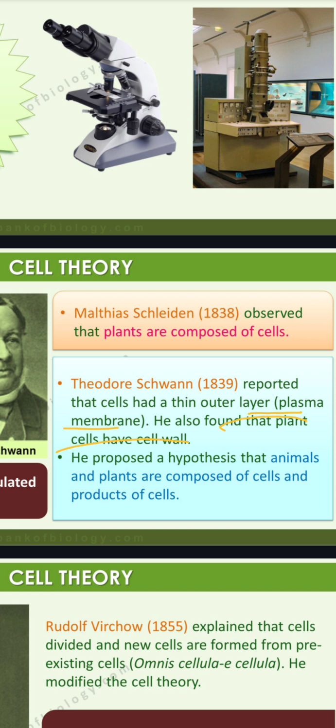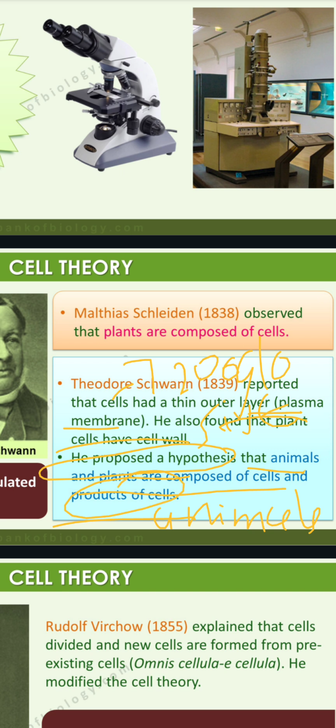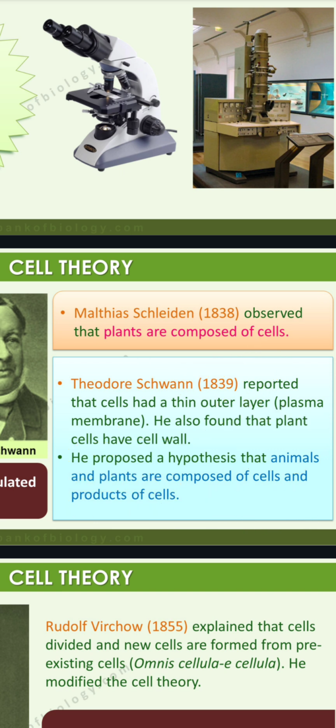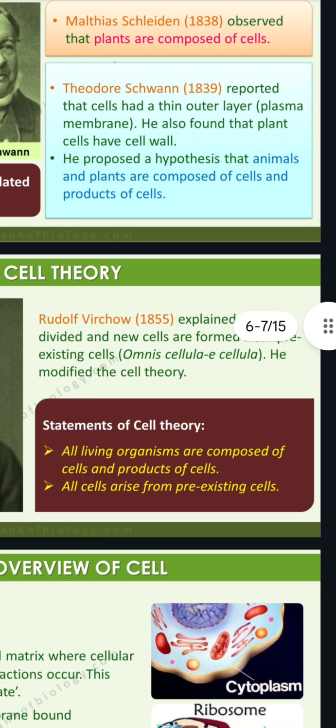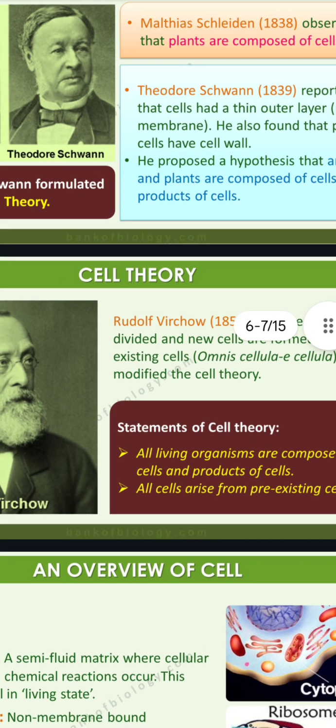He also gave a hypothesis that animals and plants are composed of cells and products of cells. Not only this, he was also a zoologist. Zoologists are persons who deal only with animals. He also gave the hypothesis that even animals are composed of cells or products of cells. Single cell it may be, or it may be a product of cells. Next, afterwards, the cell theory still continues.